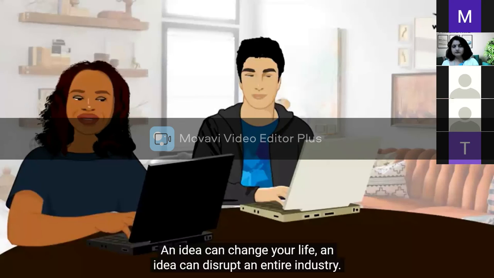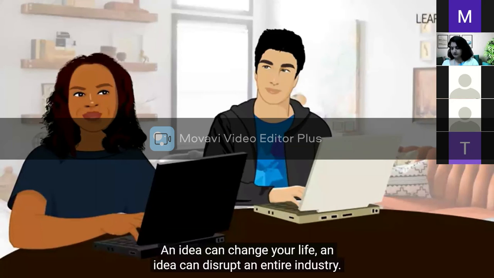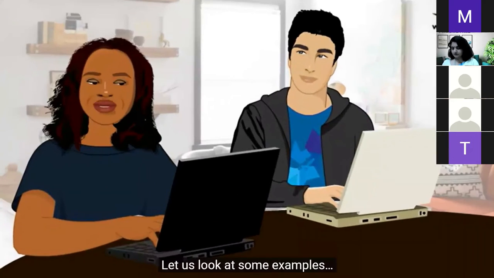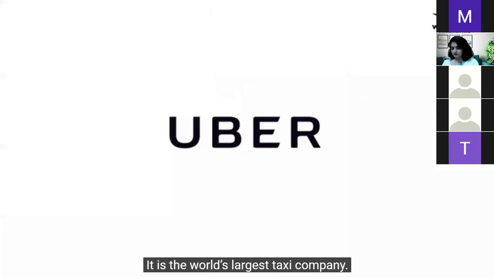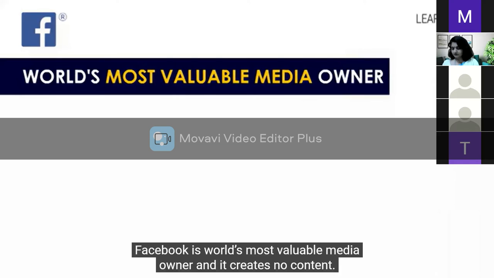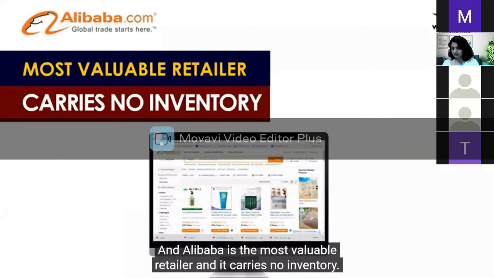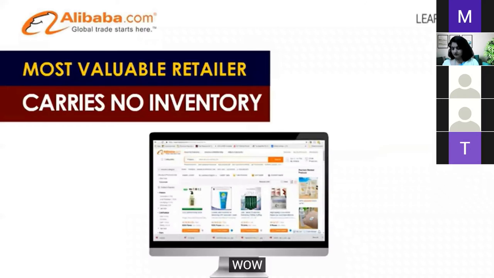An idea can change your life. An idea can disrupt an entire industry. Does it seem true? Let us look at some examples. Look at Uber. It is the world's largest taxi company, but it owns no vehicles. Facebook is the world's most valuable media owner, and it creates no content. And Alibaba is the most valuable retailer, and it carries no inventory.